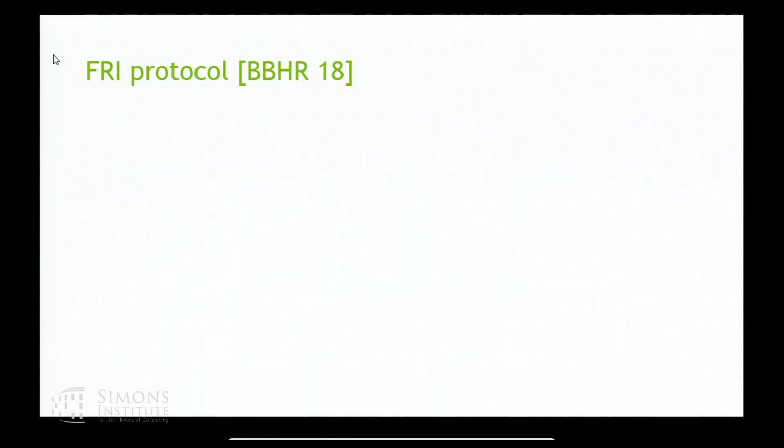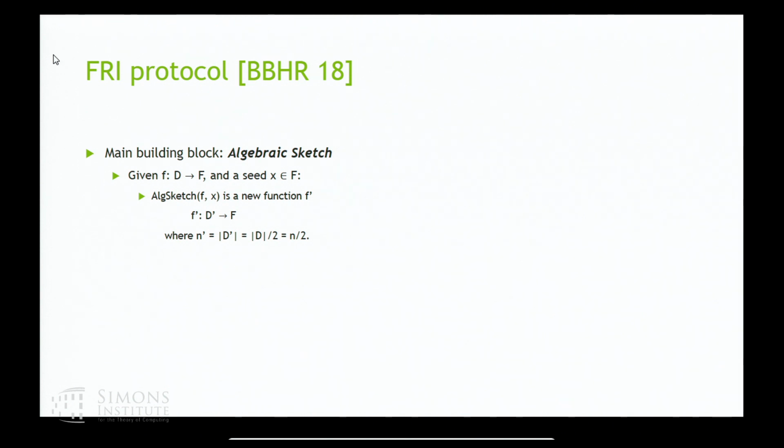Okay. Good. So the main building block of the FRI protocol is an algebraic sketch. I'm going to describe it first in terms of properties, and then I'll tell you what it is. You're given a function f defined on a domain D, and it also takes in a seed x. And what it outputs is a function defined on another domain of half the size.